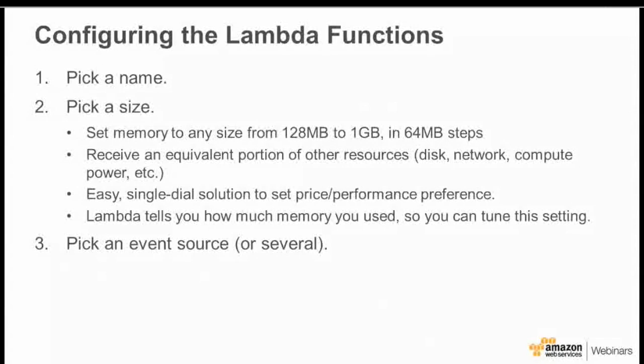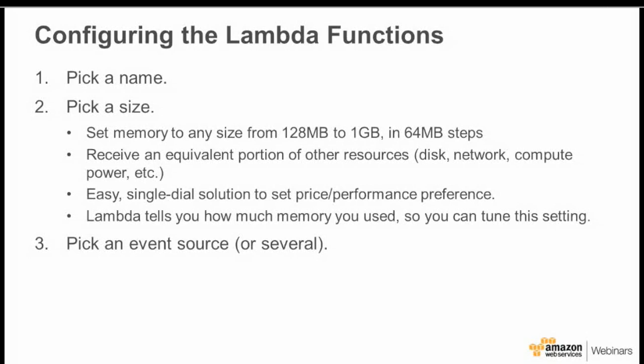Now, we took a look at an existing Lambda function, but creating one is just as easy. You basically have to pick a name, you have to pick a size, and we ask for that in terms of memory. So once you tell us how much memory you want, we figure out how to give your function an equivalent percentage of other resources, such as disk or network bandwidth. That gives you a simple single dial to decide where you want to set your price performance ratio. And then, as you saw in the console, we also tell you every time you run a function in the log how much memory you used and how long it ran for, so you can tune those settings over time.